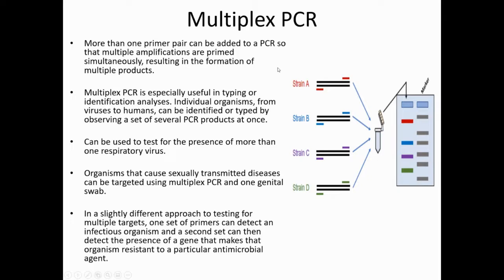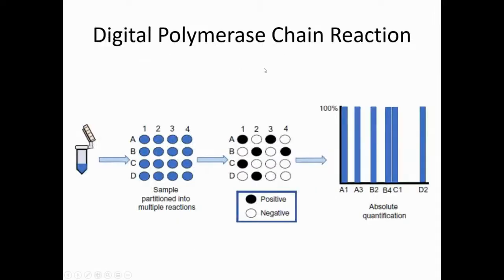In the laboratory, multiplex PCR can normally be used so that you can design a set of primers as the internal control, and the other set as the experimental, so that you can measure the difference from the different samples with the same internal control. That's multiplex PCR. And the digital PCR.